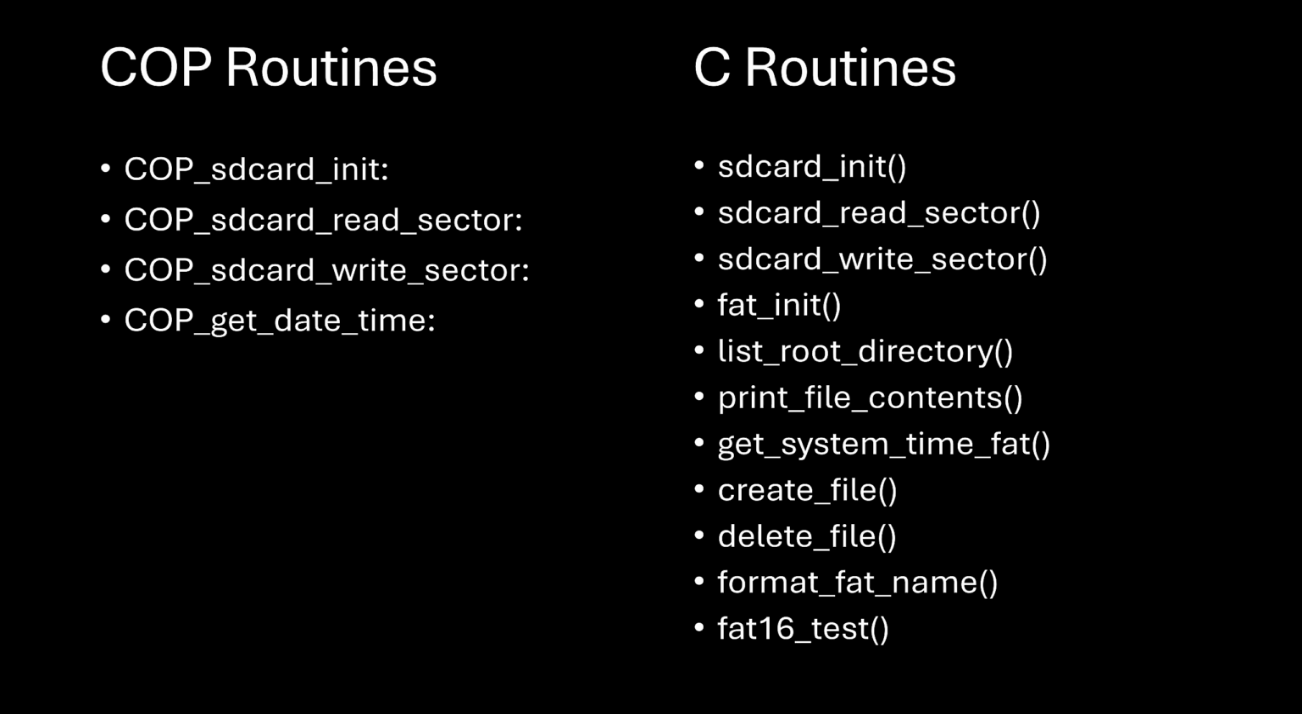I then have a routine to get the system time from the COP call and convert it from BCD into a format that C is expecting, so that when I write to my file system, I can use appropriate dates and times. I have a create file, a delete file, a helper routine that just helps me format file names into what FAT is expecting, and then an overall FAT16 test. And that's what I'm going to walk through here as I get into this.